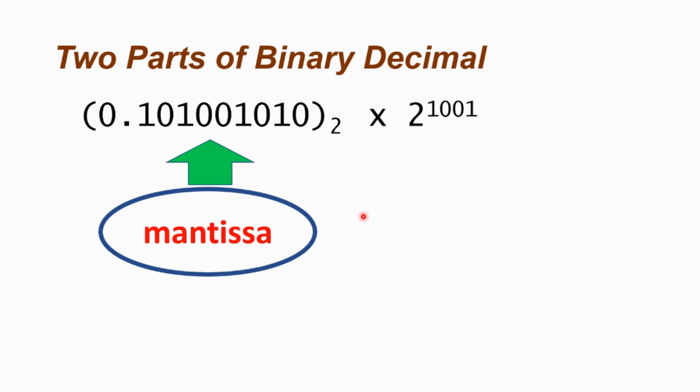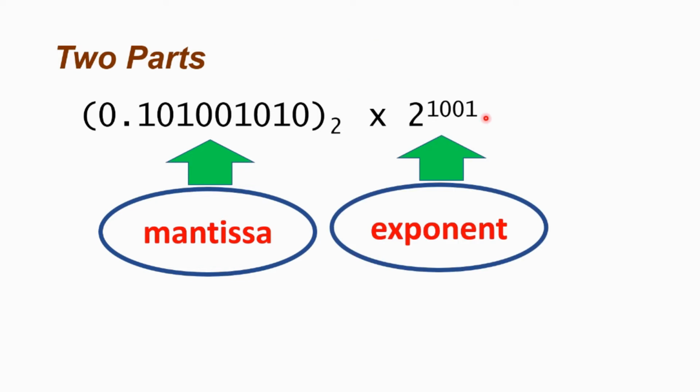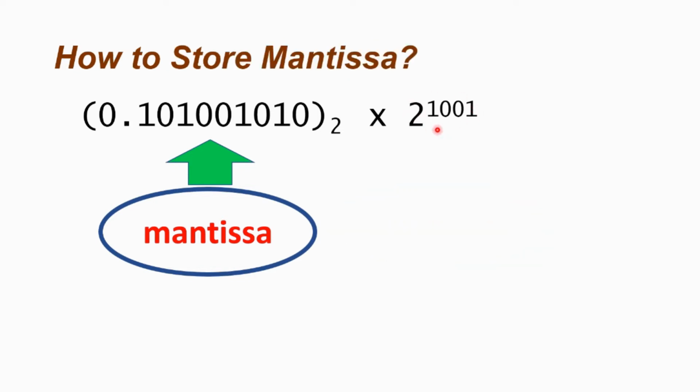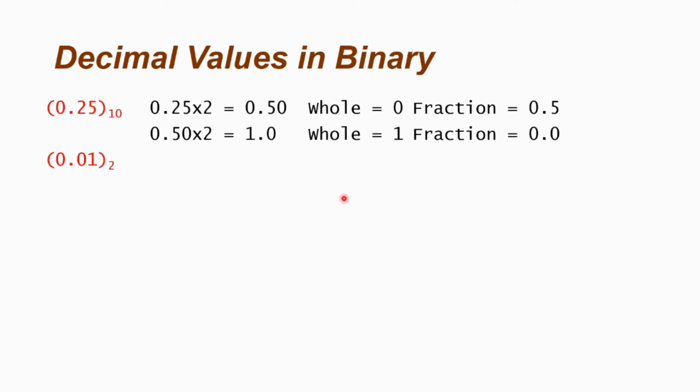Now let's look at binary decimals. So the binary decimal also has a mantissa part, something like this, and it also has an exponent out here. So let's look at them one by one. First we look at how to store the mantissa part of a binary decimal. For that we start looking at how to convert decimal fractions into binary.